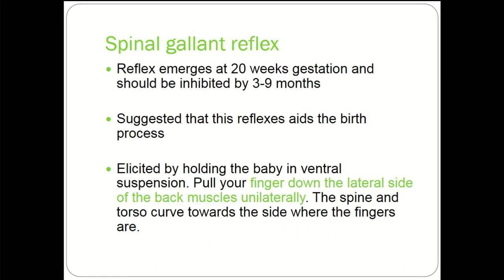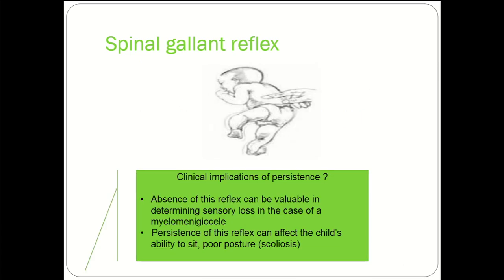The spine and torso curve towards the side where the finger is. Here, this is the way you have to move the finger from the lateral side. The spine and the torso will move to the side of the stimulus. Absence of this reflex can be valuable in determining sensory loss in the case of a myelomeningocele. Persistence of this reflex can affect the child's ability to sit and it can cause scoliotic type of poor posture.